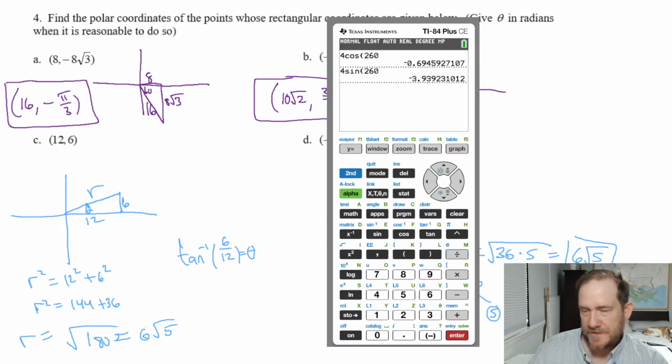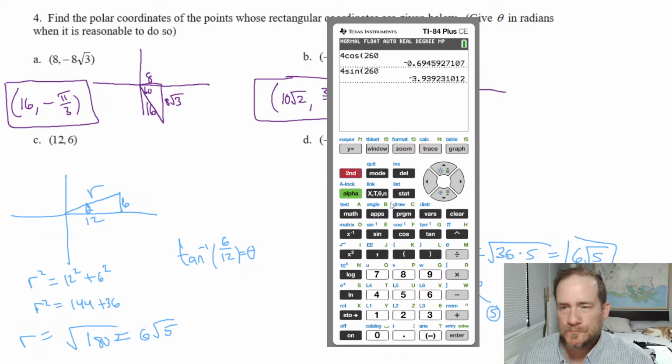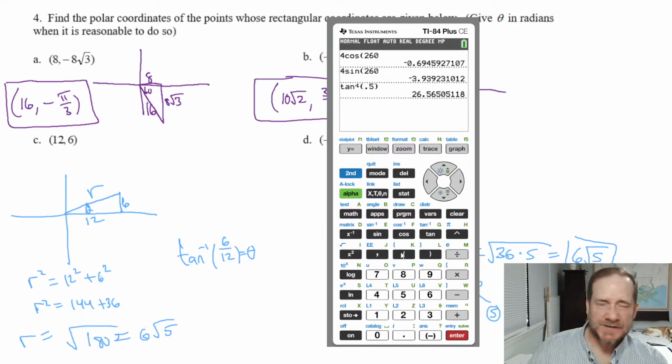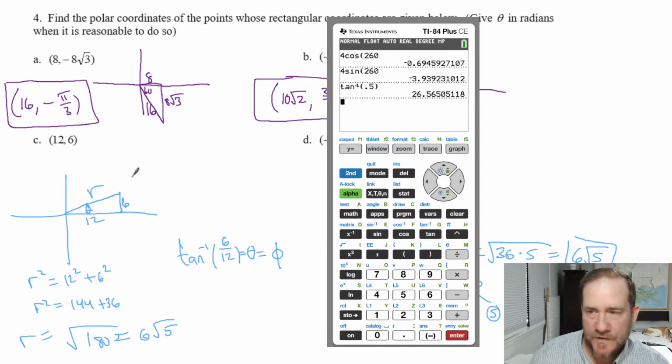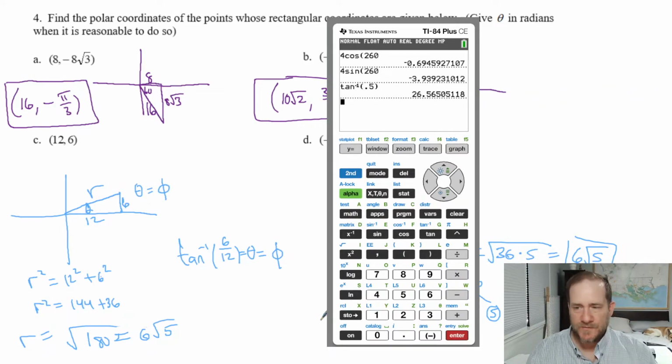So what could that be? 26.565. But again, you're not going to have a calculator, so I guess you'll just know that this is your angle, because we're in quadrant 1. And so even though that's technically phi, the rule in quadrant 1 is that theta is phi. You don't have to mess with it at all.